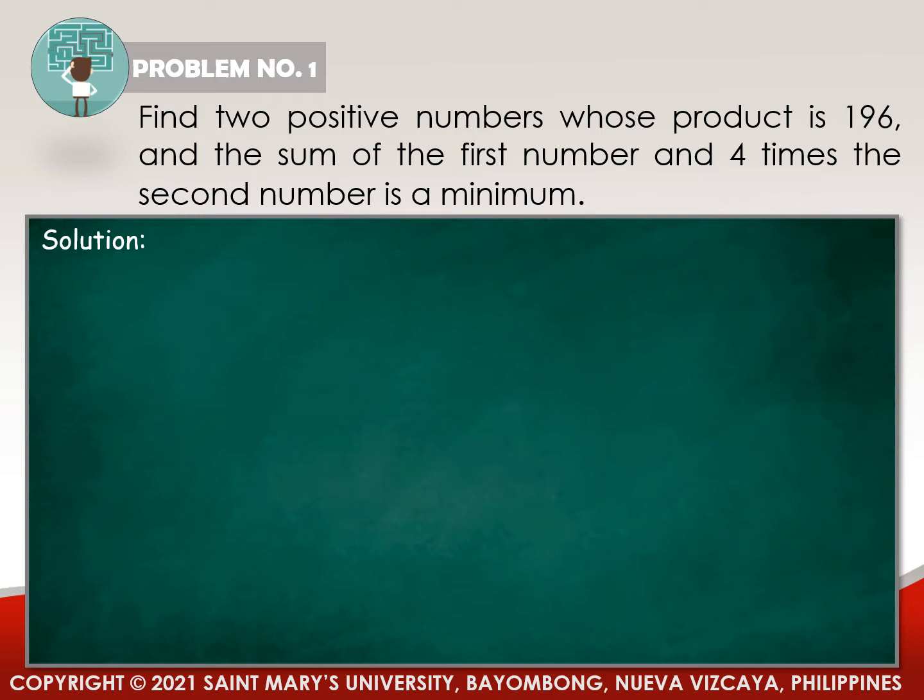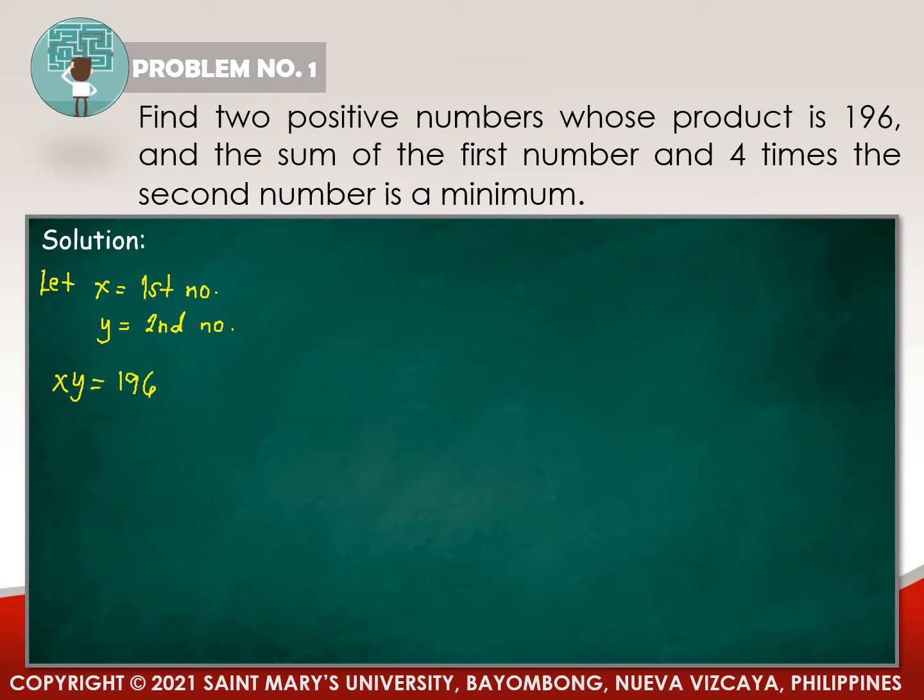Find two positive numbers whose product is 196 and the sum of the first number and 4 times the second number is a minimum. So sabi dyan, two positive numbers ng product is 196. So we can first represent the two numbers as x and y. Let x equal the first number and let y be the second number. So the problem states that the product of the two positive numbers is 196, meaning x times y is equal to 196.